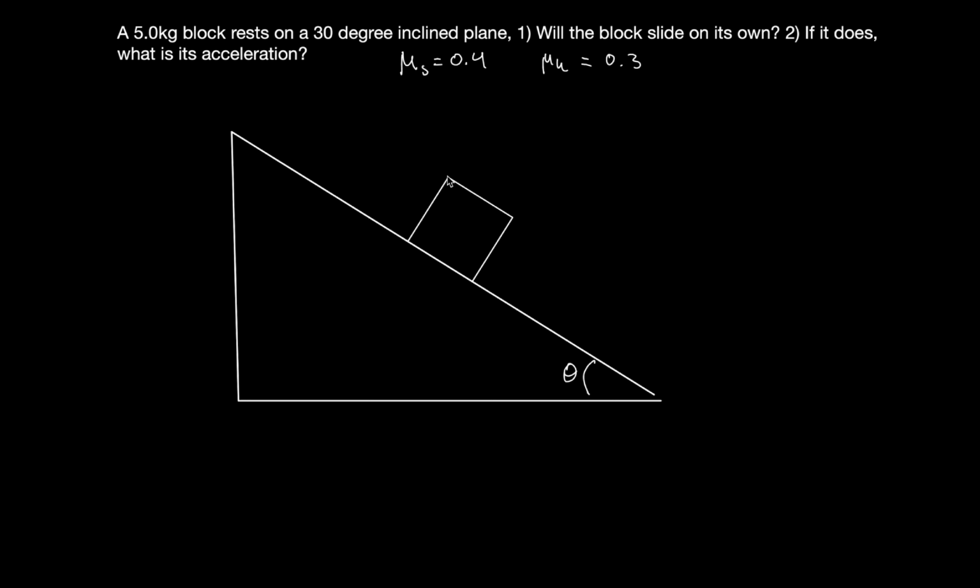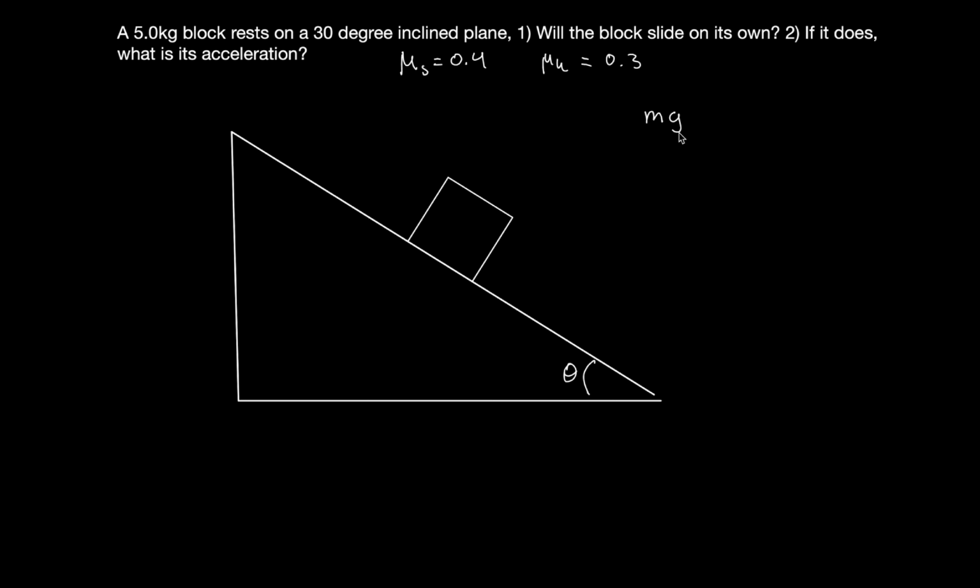All right, so now let's dive into our practice problem. It states that we have a 5 kilogram block that rests on a 30-degree inclined plane. Question 1 asks, will the block slide on its own? And if it does, what is its acceleration? So let's start off by finding our weight, which we obviously know is going to be mg.